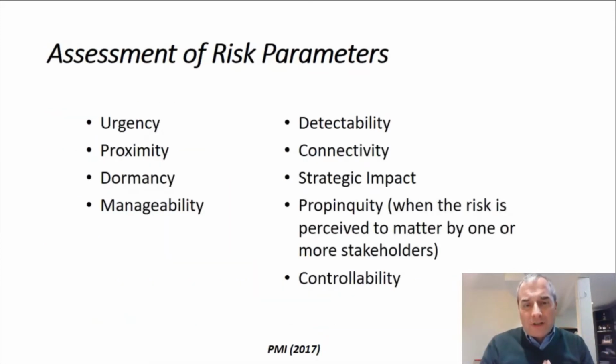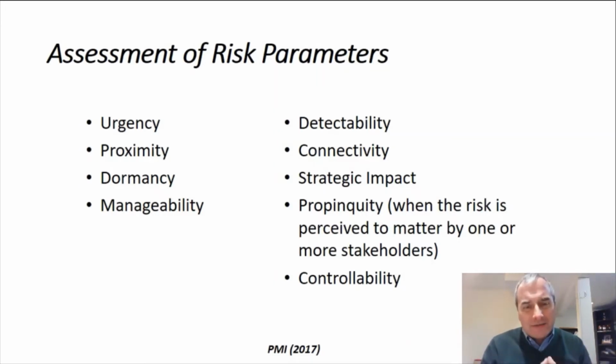Now, we have risk parameters as we're discussing, and how do you assess them? Well, we need certain things to be able to assess these risk parameters. How urgent is the risk? How near is the risk for occurring? Or how dormant is it, meaning how long has it been since we captured it? Is it still valid? How manageable is the risk? If it happens, how detectable is the risk?